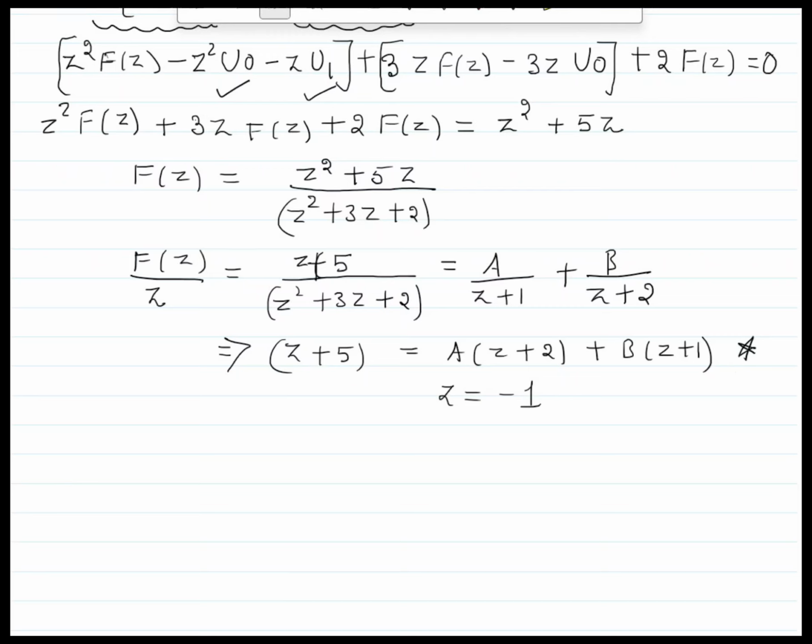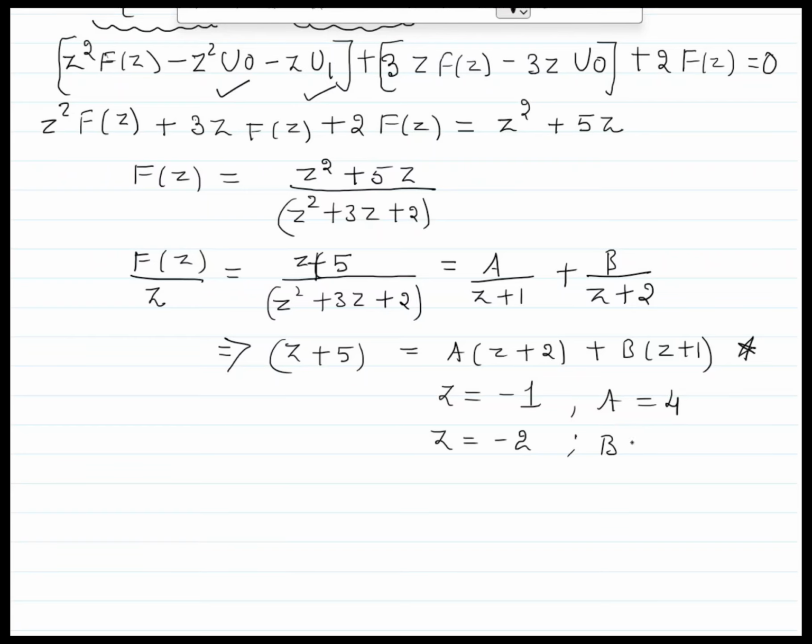The value of a is 4. If we put z equals minus 1, this portion cancels and here is 4. So what is the value of a? a is 4. Similarly, if we put z equals minus 2, this portion cancels and we get the value of b. So what is the value of b? The value of b is minus 3.